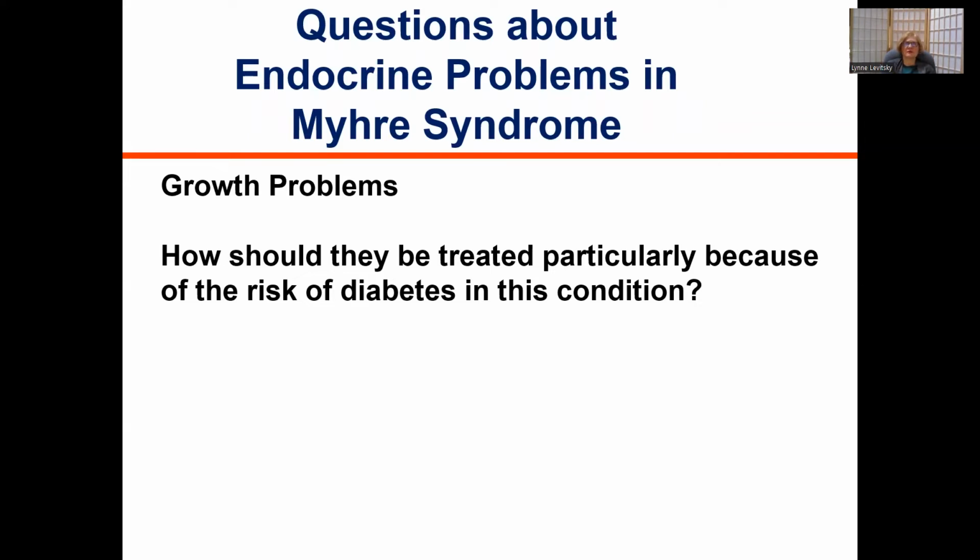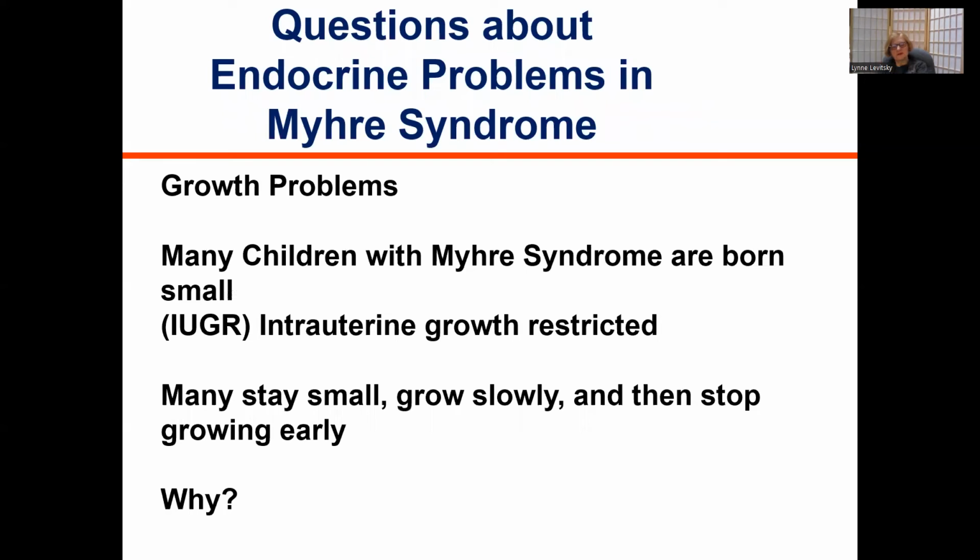Growth problems are very real, as you all know, in Myhre syndrome. And one of the questions that was asked is, how should they be treated, particularly because of the risk of diabetes in this condition? So I'm going to back down a little further to take a look at this. So many children with Myhre syndrome are born small. They are said to be IUGR, or intrauterine growth restricted. They're small because their own bodies don't turn over fast enough to grow bigger. And this is not because they're not getting enough food from the placenta or from the mother. It's that there's actually a problem with them because of their SMAD4 mutation.